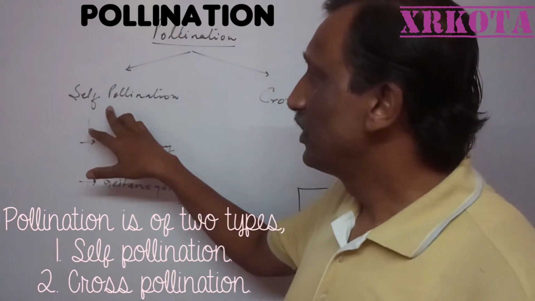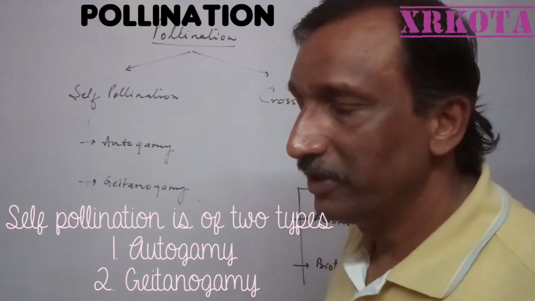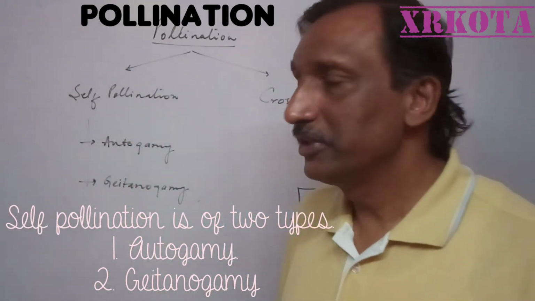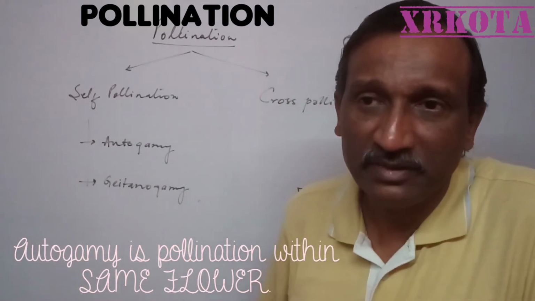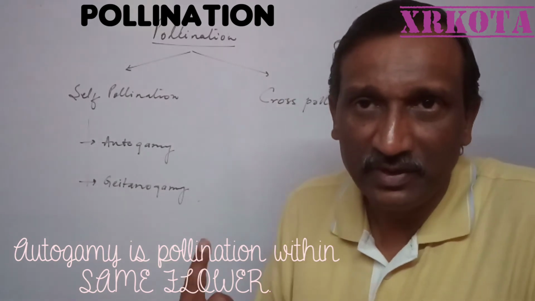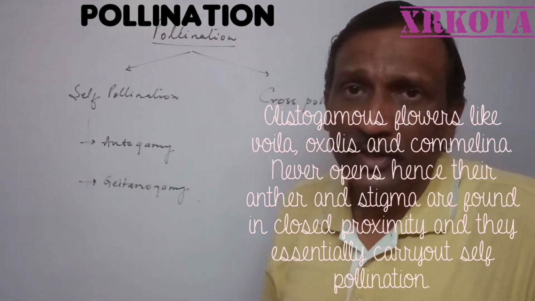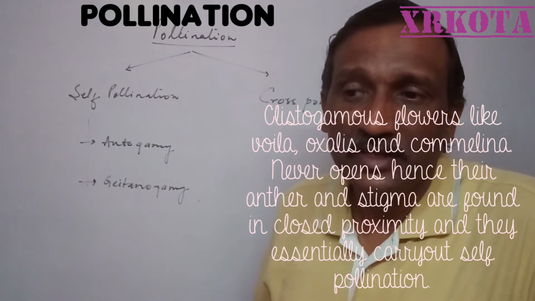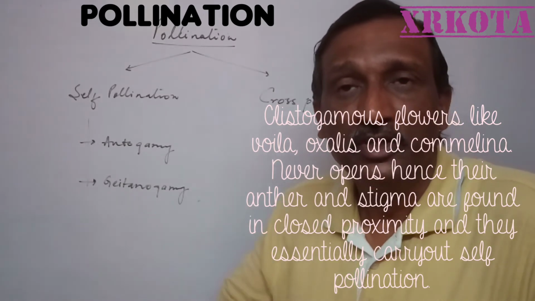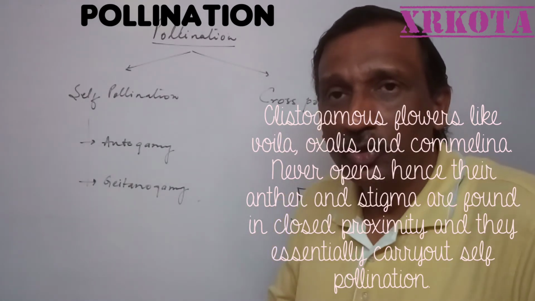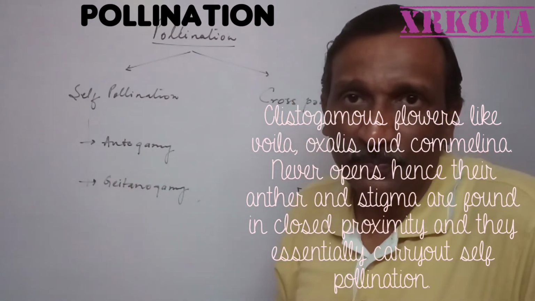Pollination is of two types: self-pollination, that is within the same plant, or cross-pollination between two different plants. Now self-pollination again is of two types, that is AUTOGAMY and GEITONOGAMY. AUTOGAMY is when the pollen grains from the anther of one flower fall onto the stigma of the same flower. A number of plants have cleistogamous flowers, which are flowers that don't open at all. So there is no question of an outside agent coming in, and they will always show AUTOGAMY.